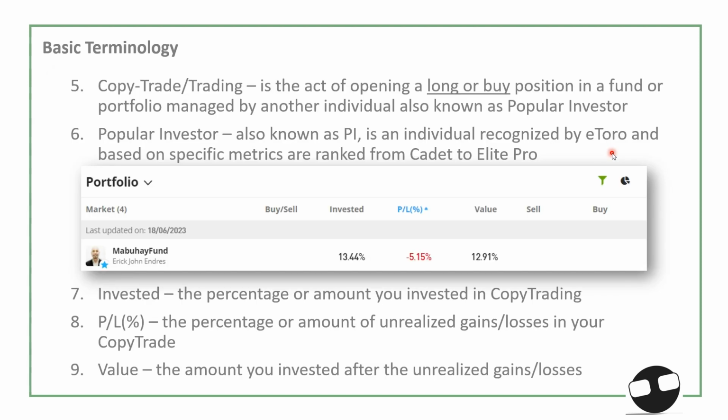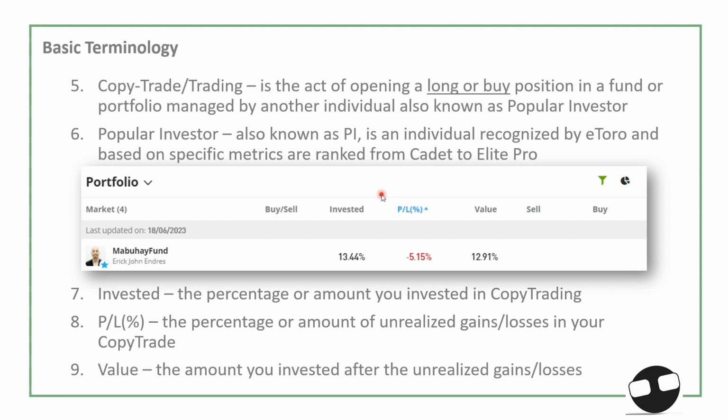Okay, so for the next terms, we have copy trade or copy trading. Now, this is the act of opening a long, so long meaning buy position in a fund or a portfolio managed by another individual. Now, in the eToro platform, they are known as popular investors or popular investor (PI). Okay, now popular investors, also known as PI, is an individual recognized by eToro based on their specific metrics and are ranked from cadet to elite pro.